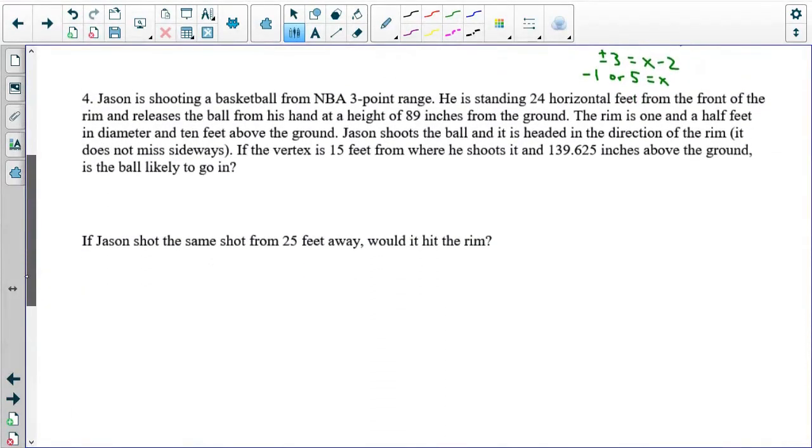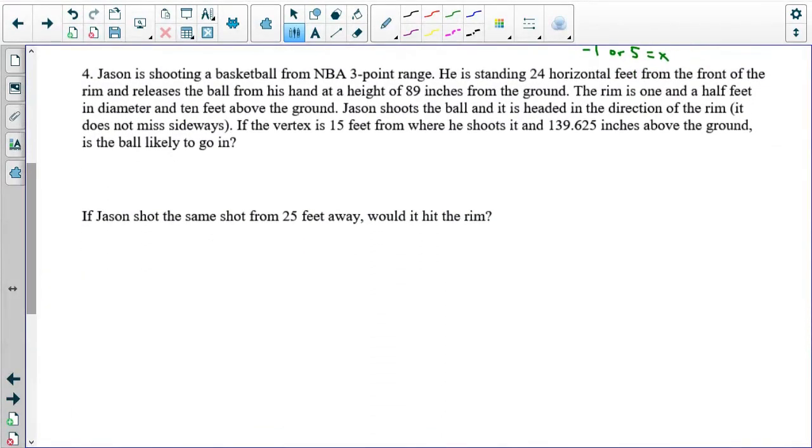Problem 4. Jason is shooting a basketball from NBA three-point range. He's standing 24 horizontal feet from the front of the rim and releases the ball from his hand at a height of 89 inches from the ground. The rim is 1.5 feet in diameter and 10 feet above the ground. Jason shoots the ball and is headed in the direction of the rim. It does not miss sideways, because Jason would never miss sideways. If the vertex is 15 feet from where he shoots and 139.625 inches above the ground, is the ball likely to go in? So we need to think about what's happening.